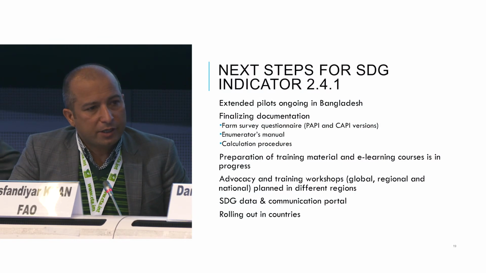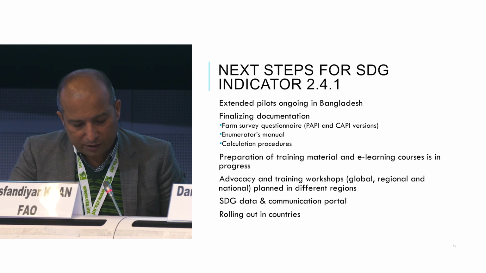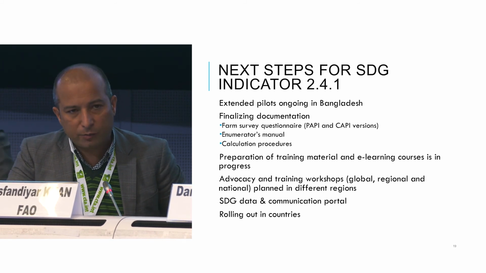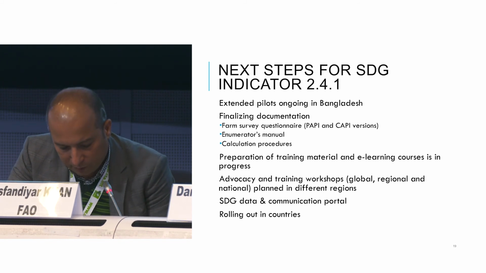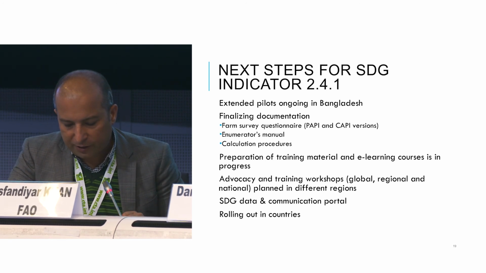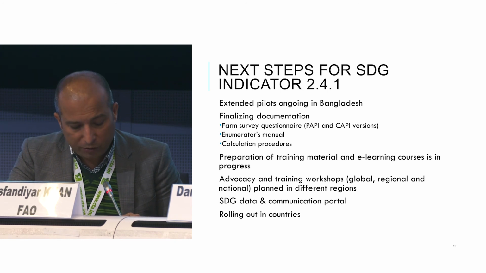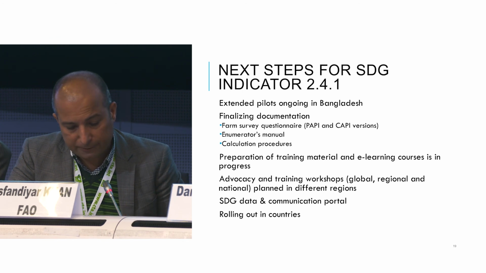As for the next steps are concerned, extended pilots are currently ongoing in Bangladesh. We will finalize the methodological note or fine-tune it in the light of these tests. That is the farm survey questionnaire, both the pen and paper version and the computer version, enumerator manual, calculation procedures, etc. Preparation of training material and e-learning courses is already in progress. Advocacy workshops will kick off hopefully in the mid of this year. All of the information related to the indicator will be regularly uploaded on the SDG data and communication portal that I briefly talked about earlier, and hopefully by 2020 we will be able to roll out the indicator in countries.